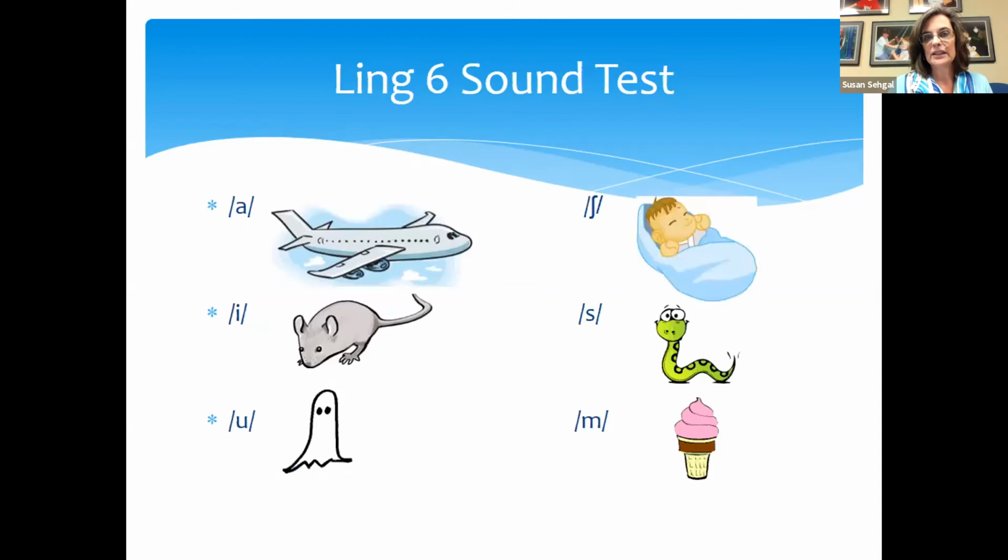So when looking at the Ling 6 sounds, there's 6 different sounds, 3 vowels and 3 consonants. And these vowels and consonants were chosen because they span the frequency in which English occurs. So they span the speech sound spectrum. And so we have ah, ee, oo, sh, s, and m.